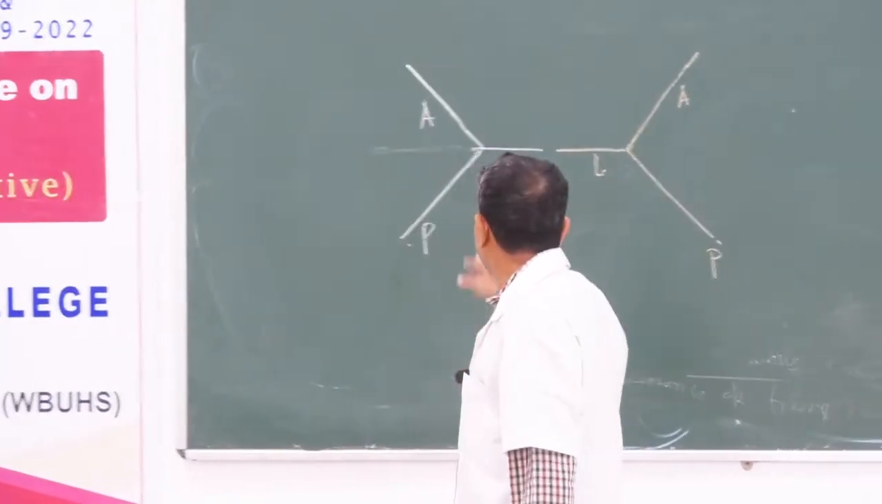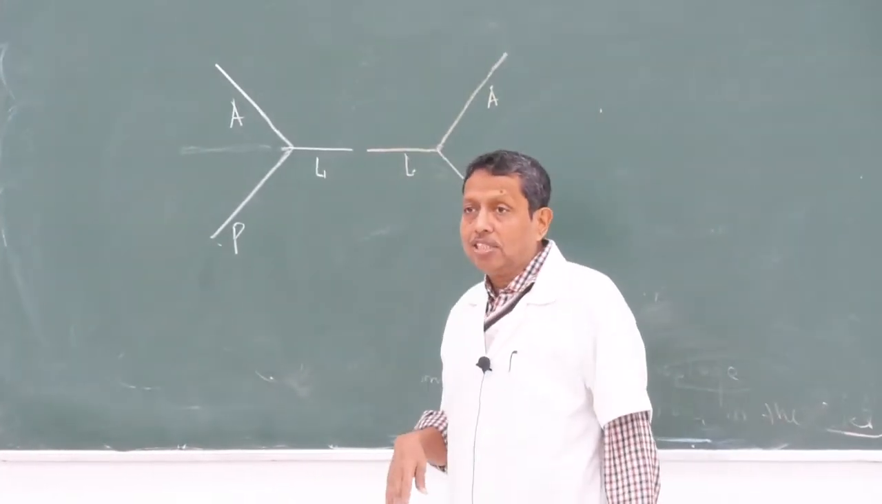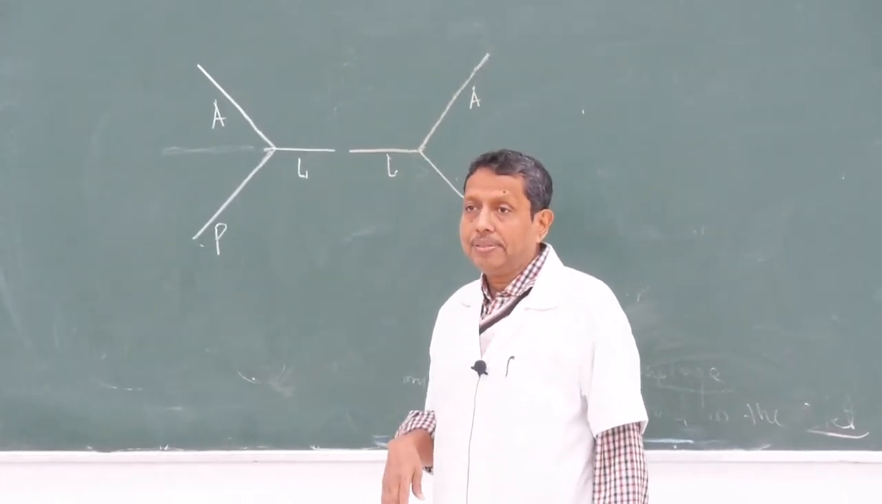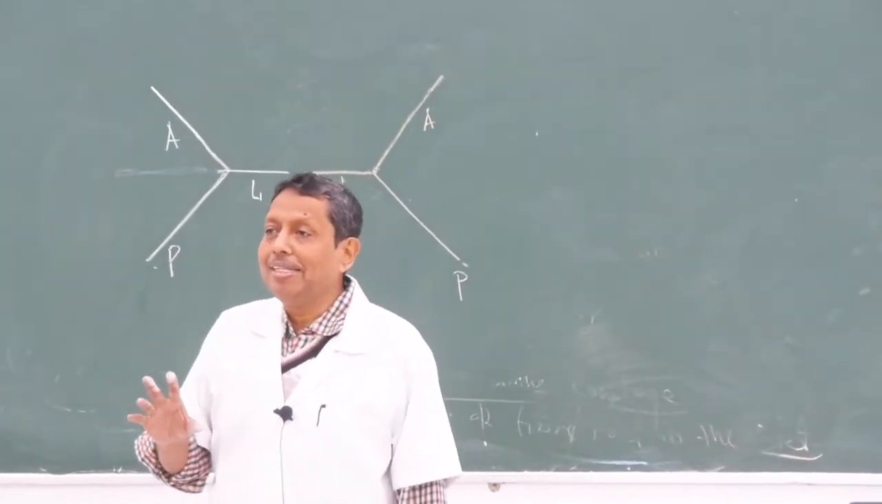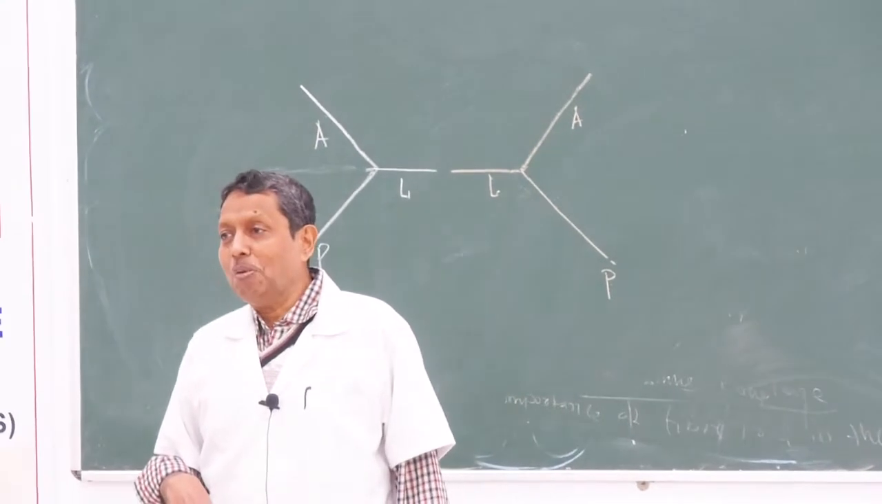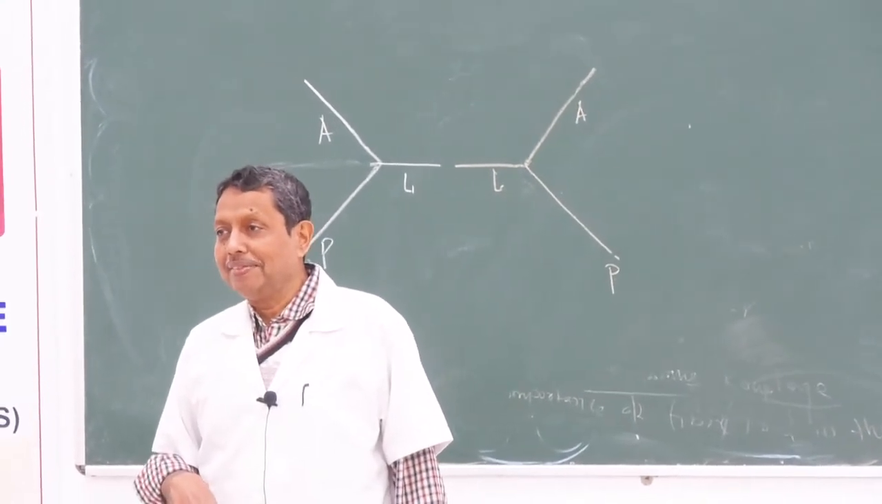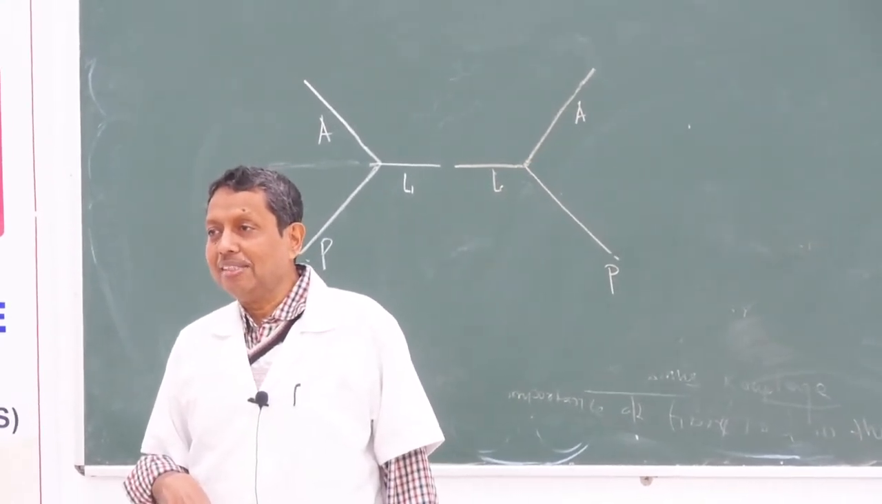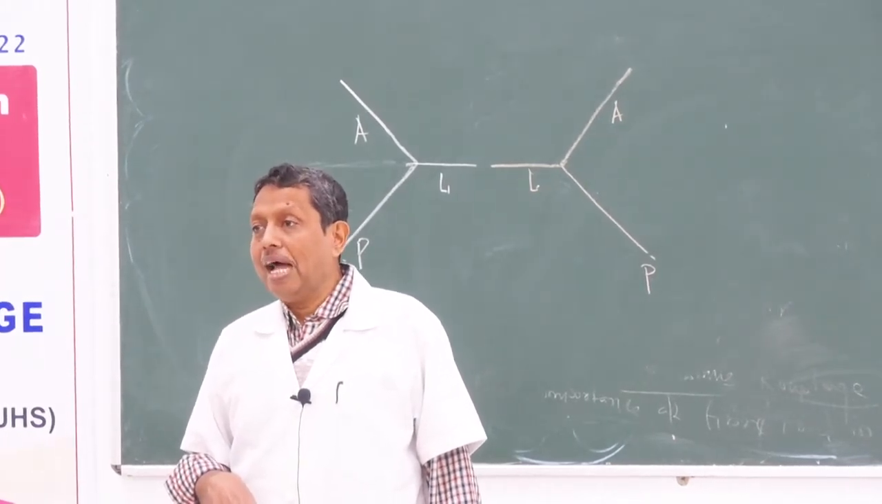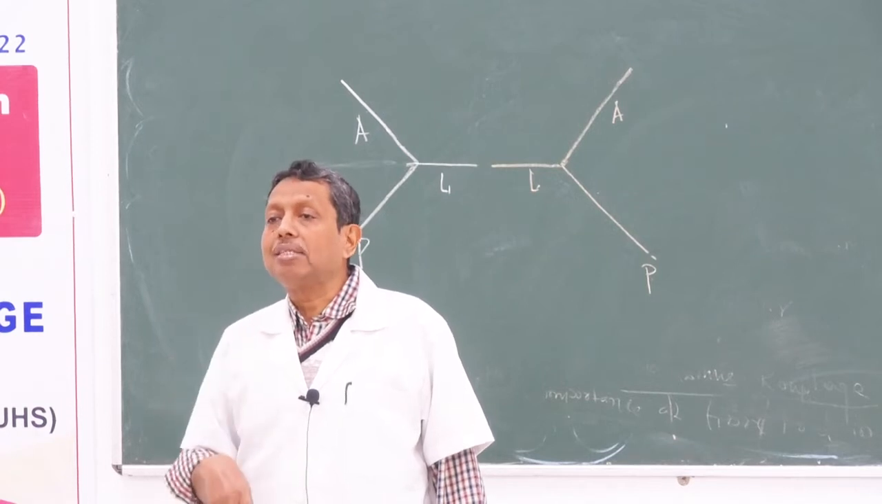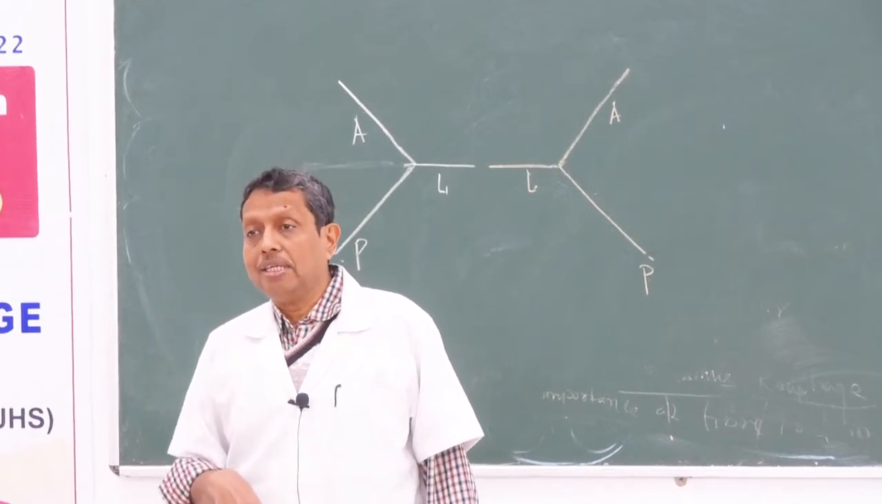And the horizontal canal is disposed in this plane, so that three-dimensional movement can occur. Clear? Semicircular canal. And here the receptor organ is called crista ampullaris.